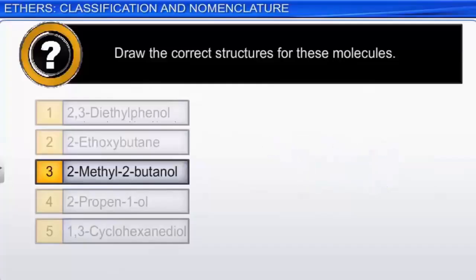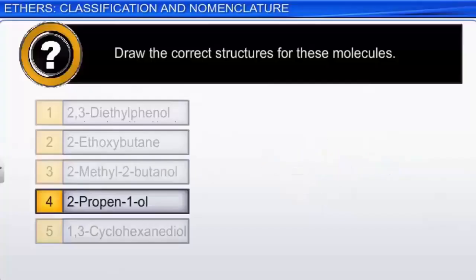Molecule 3 is 2-methyl-2-butanol. Start with a 4-carbon chain from butane. Place a hydroxyl group on carbon 2 and then put a methyl group on the same carbon. Molecule 4 is prop-2-en-1-ol. Start with a 3-carbon chain since it is a propane derivative. Put a hydroxyl group on carbon 1. The double bond starts with carbon 2. The hydroxyl group outranks the double bond in IUPAC nomenclature.